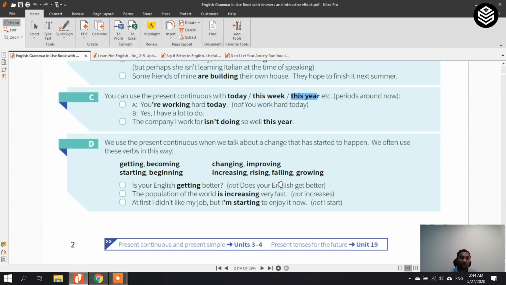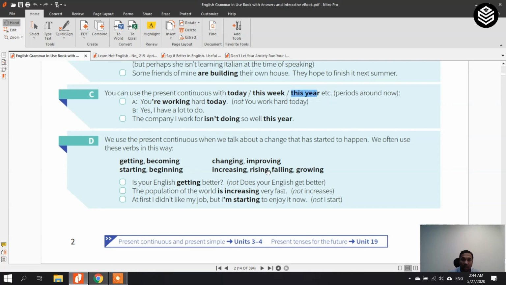For example, the second example, the population of the world is increasing very fast. If you see, for example, the population is always increasing. The population of the world is increasing very fast, is rising. Another word you can use, rising very fast.